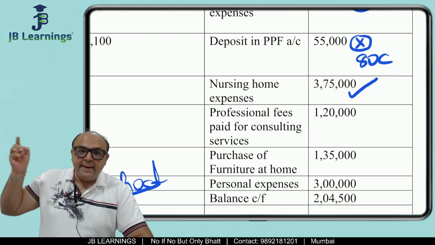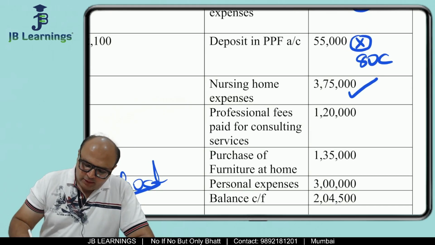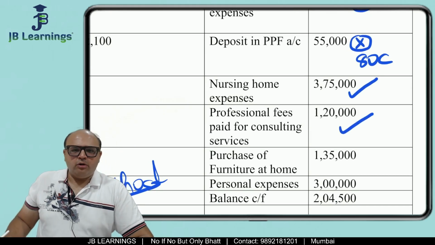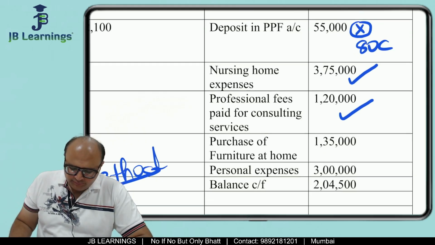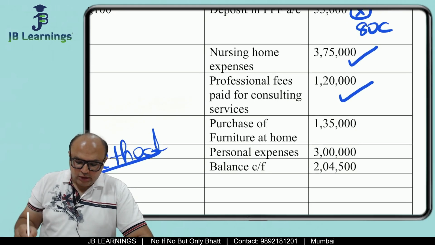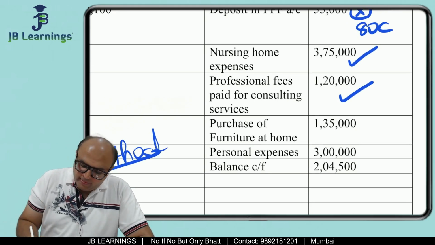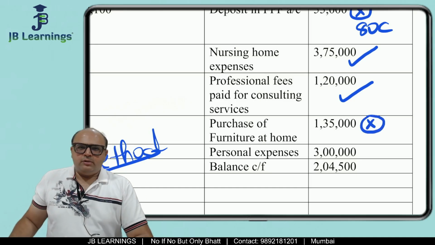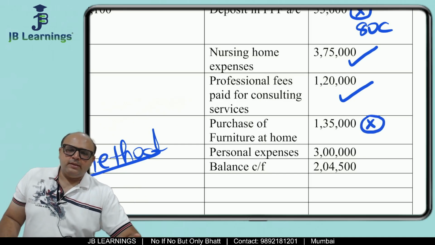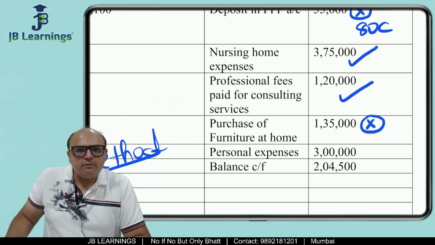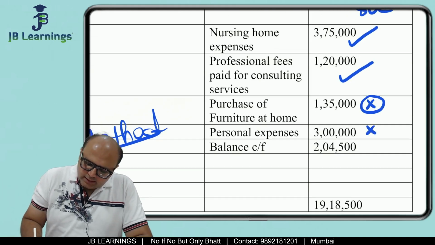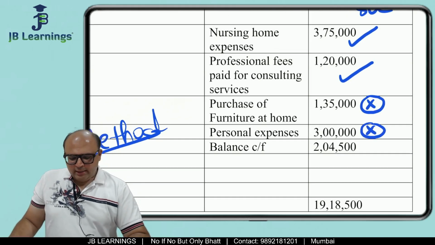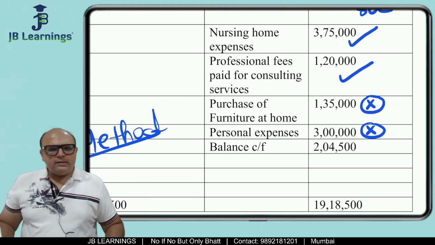Professional fees paid for consulting services. For a doctor, he might have consulted some outside doctors also. Purchase of furniture, but at home. So if you purchase furniture at home, this is obviously not my business expense, not even a capital expenditure for my business. This is my personal expense, and again personal expenses. Then receipts and payments, balance carried forward.